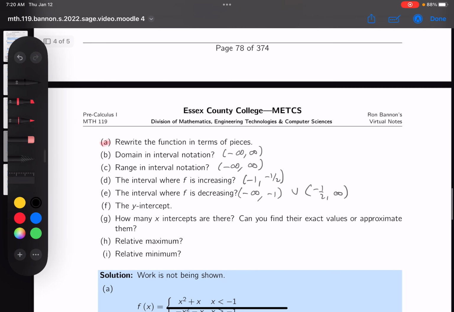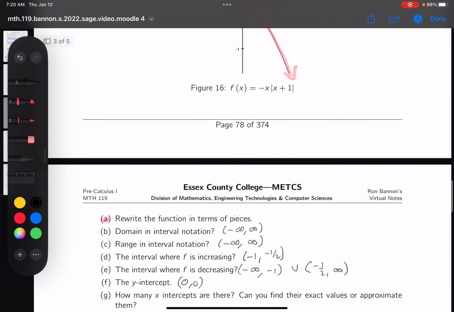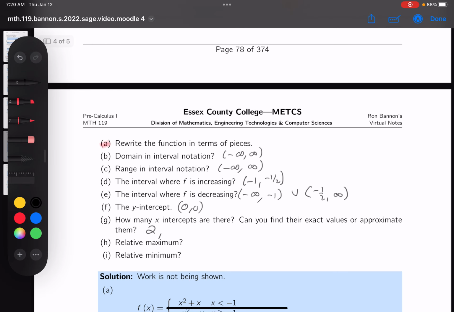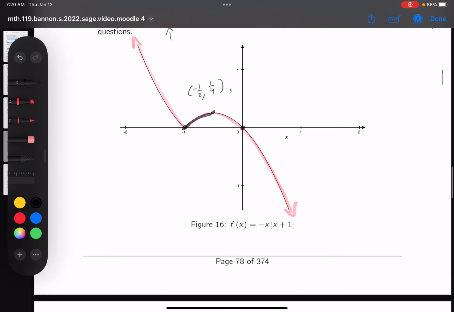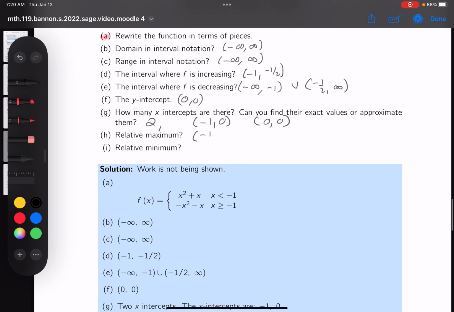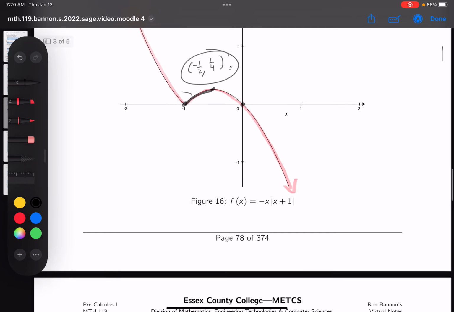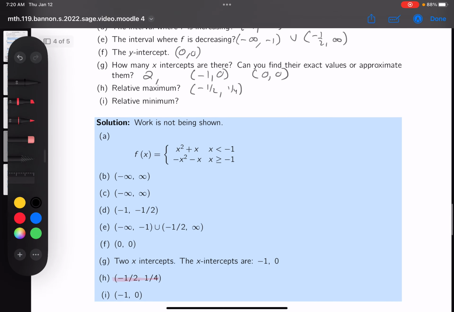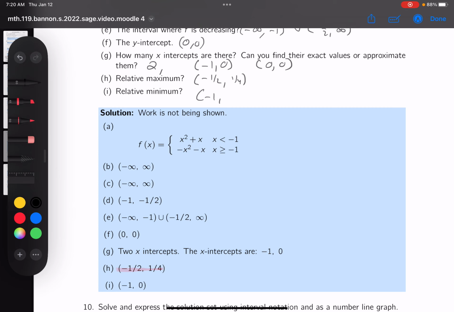Okay, what's the y-intercept? Well, 0, 0. Pretty simple. How many x-intercepts are there? There are 2 of them. What are they? The x-intercepts are -1, 0 and the other one is 0, 0. What's the relative maximum? Let's look at the picture. The relative maximum is this point over here, which is -1/2, 1/4. What's the relative minimum? It's this point over here, and that point is -1, 0.